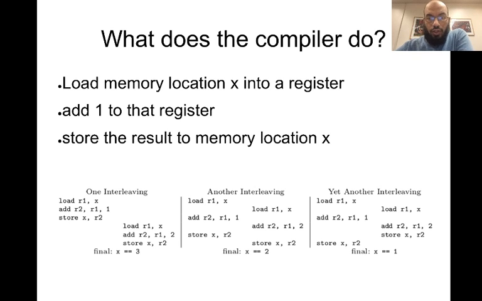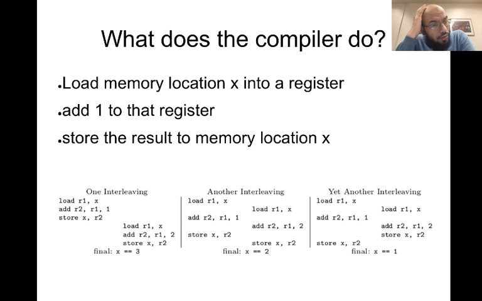So let us look at how the compilers deal with these two threads. There are many interleavings that are possible for the execution on the CPU. Basically, the compiler converts your C code or your Java code into multiple assembly lines, and now we have three interleavings that we're going to look at.